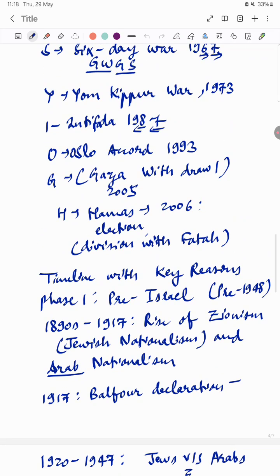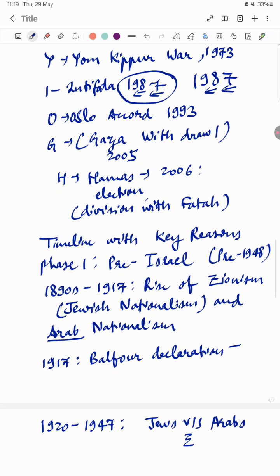Then comes I, which stands for Intifada, that is 1987. Now to remember this date, 1987: first we start from 7 from backward, then come to 8. During Intifada 1987, Palestinians arose against Israeli occupation. O stands for Oslo Accord, 1993. Peace process begins and Palestinian Authority is established.